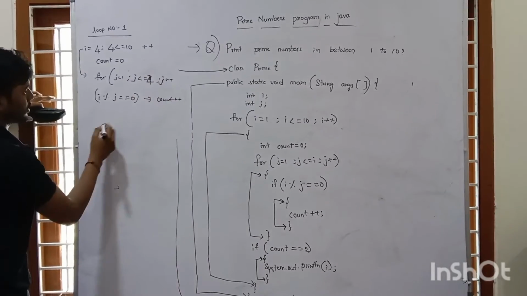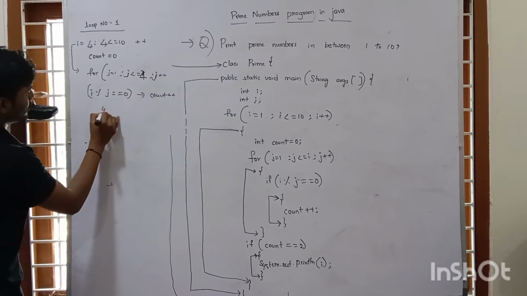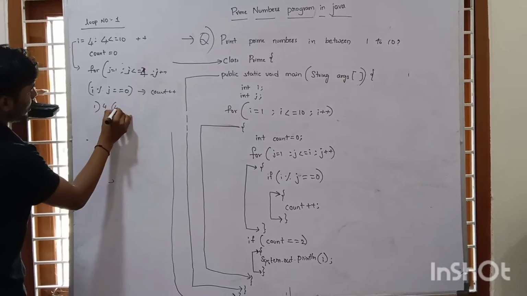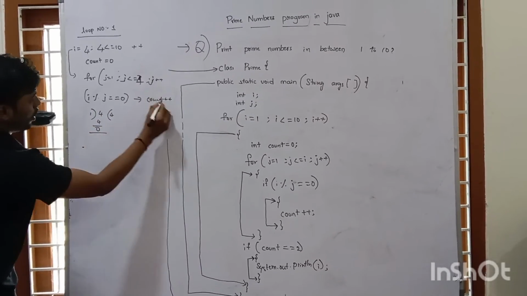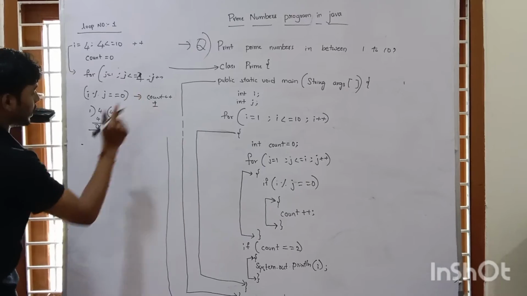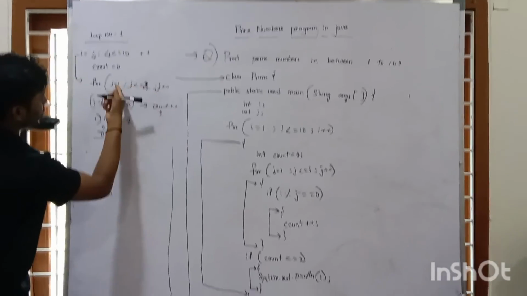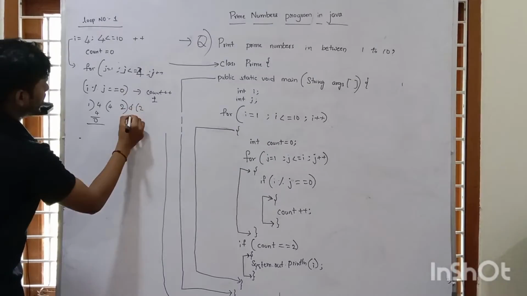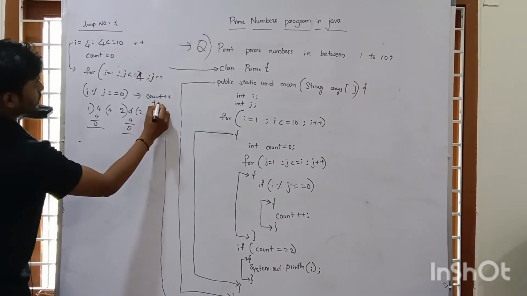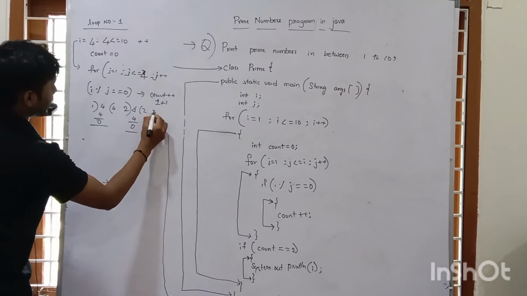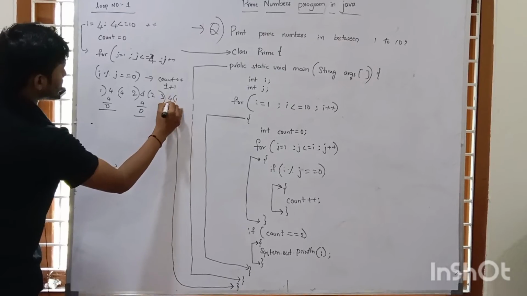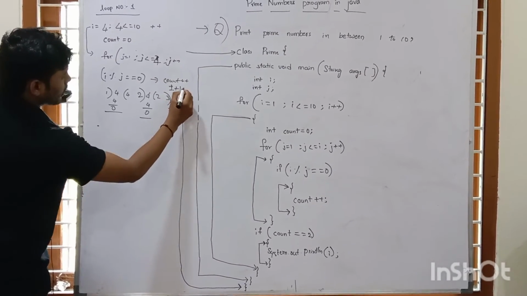Already we saw the last loop. Now the i value is 4. 4 divided by 1, 1 4s are 4. Remainder is 0. So count value is increased by 1, and again j value becomes 2. 2 2s are 4. Again condition satisfied. Count plus 1, and again j value became 3. 3 1s are 3. The remainder is 1.